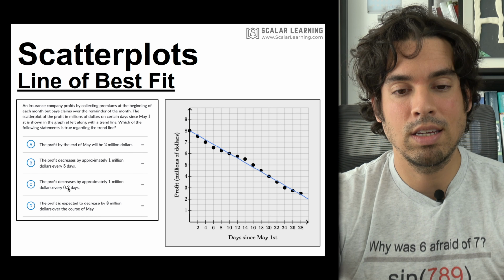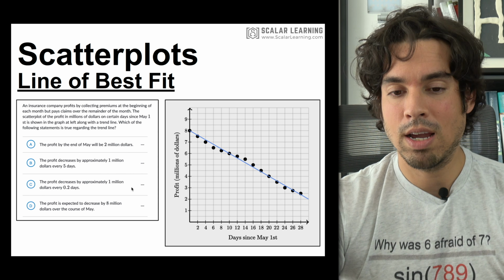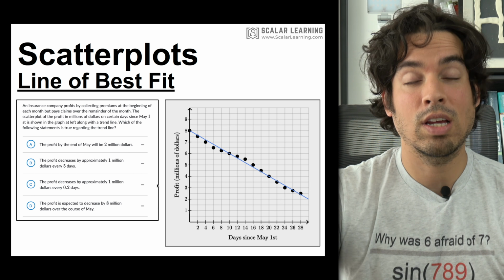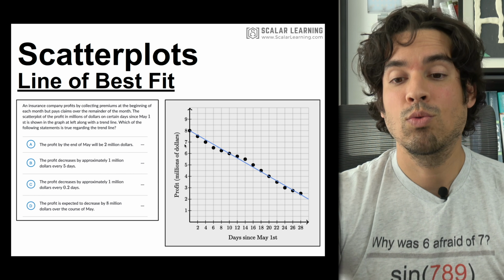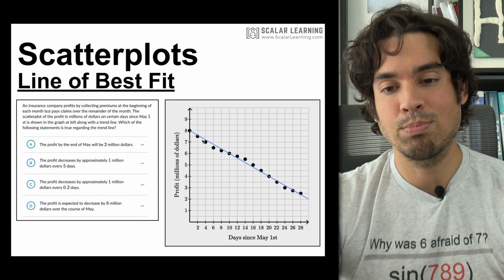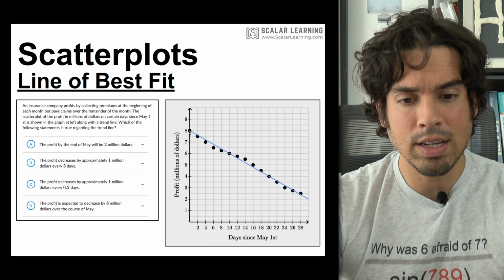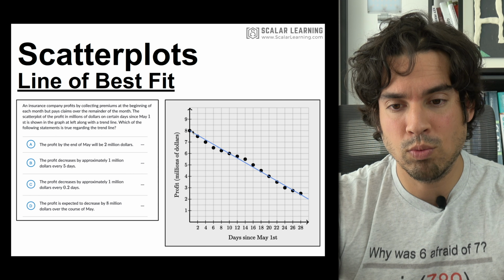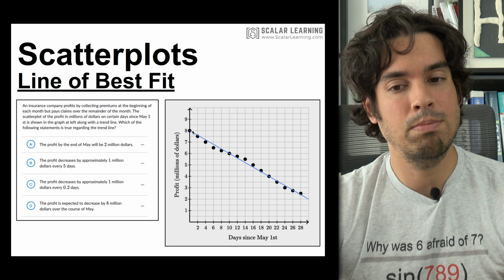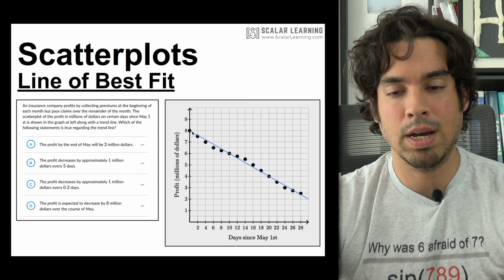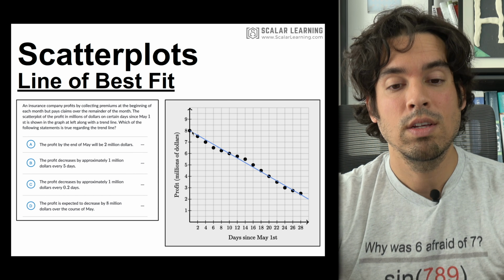Next, we're going to look at C. So it says the profit decreases by approximately $1 million every 0.2 days. Now, you want to be careful not to look at any of the data points. They're talking about the line of best fit, so we got to stick to that. So I'd say in 0.2 days, which might be right here, it's saying it's going down by $1 million. No way. It's barely going down by maybe even $250,000. So that one's definitely out.